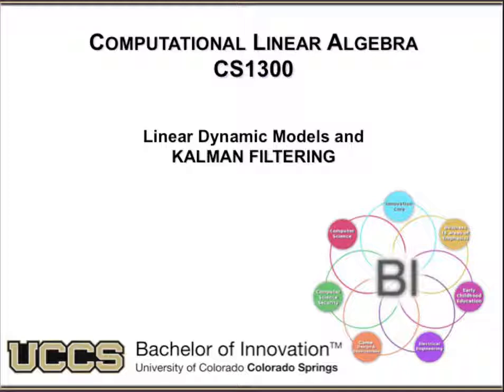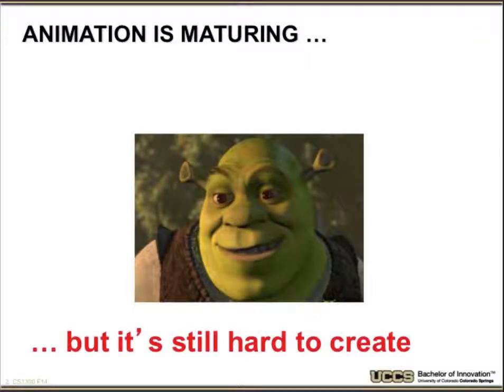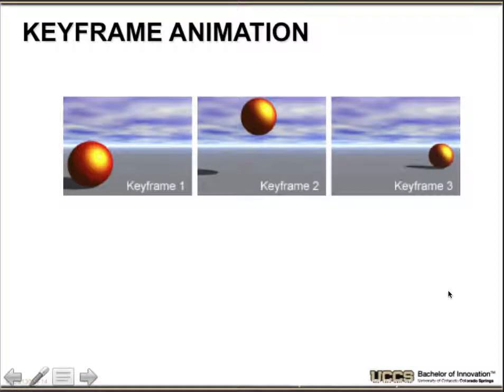So let's start with a motivation that some of you will find compelling. Animation, a big area in computer graphics, is maturing, but it's still pretty hard to create. Underlying these models is a lot of work we have to do to build computational models to make these things meaningful and faster today. Originally, animation was done with keyframes, where artists would draw individual frames over time, and then you would put them together to make the movie sequence.